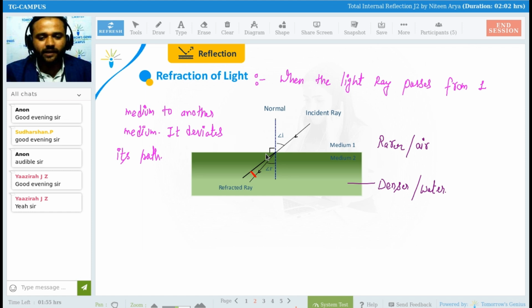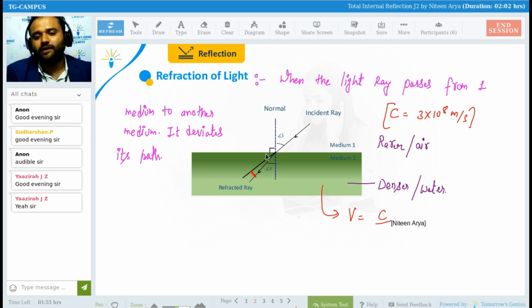Clear, everyone? A denser medium is a medium in which the speed of light is lesser than the speed of light in air, where the speed of light in vacuum or air is c, which is 3 into 10 to the power 8 meter per second. In any other medium, it is lesser than that. V equals c by mu, or V equals c by n, where mu and n are RI. RI stands for refractive index.